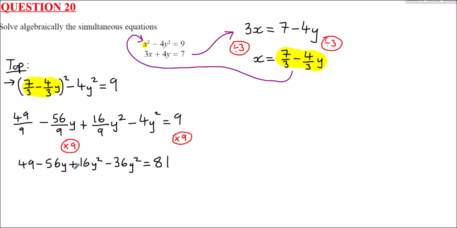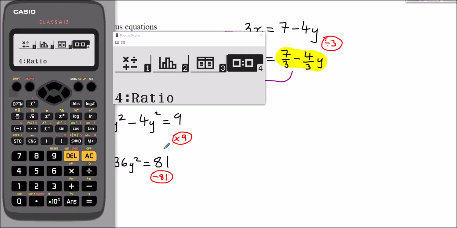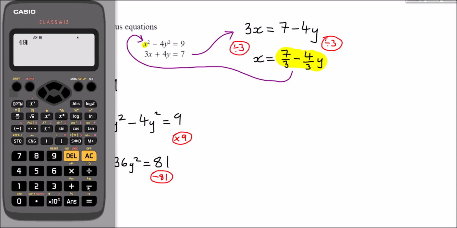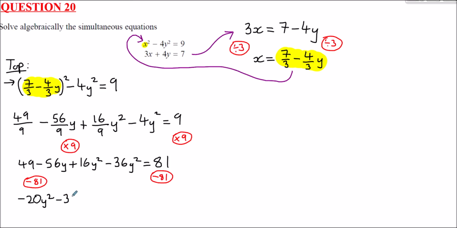So simplifying, if we subtract 81 from both sides, then 16y squared minus 36y squared gives us minus 20y squared. 49 minus 81, may as well be careful and use a calculator on this. So 49 minus 81 gives us minus 32. And then of course you have this minus 56y. That equals 0.